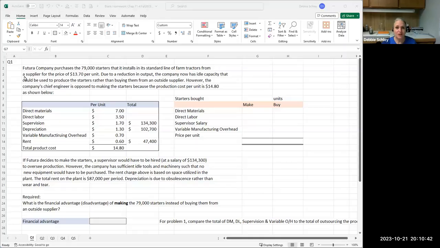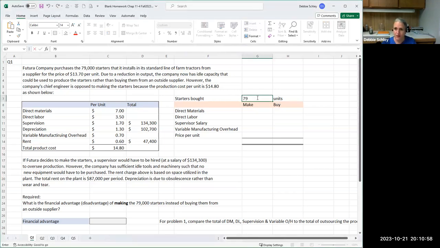Situation 1. Futura Company purchases 79,000 starters that it installs in its standard line of farm tractors from a supplier for the price of $13.70 per unit. So I'm just going to put that 79,000 right here because I know that's going to be important later. They purchase from a supplier for $13.70. So I'm just going to put that right there. That's my buy, my purchase.